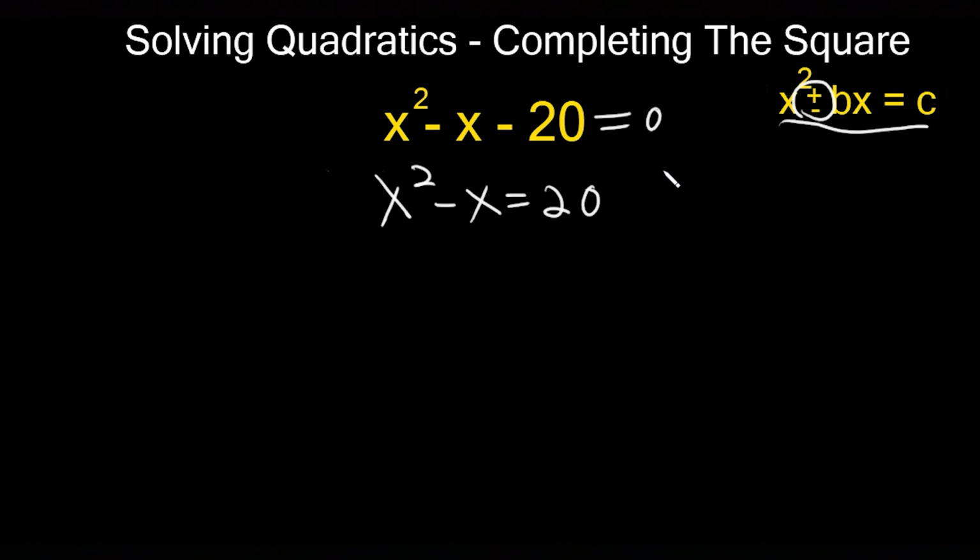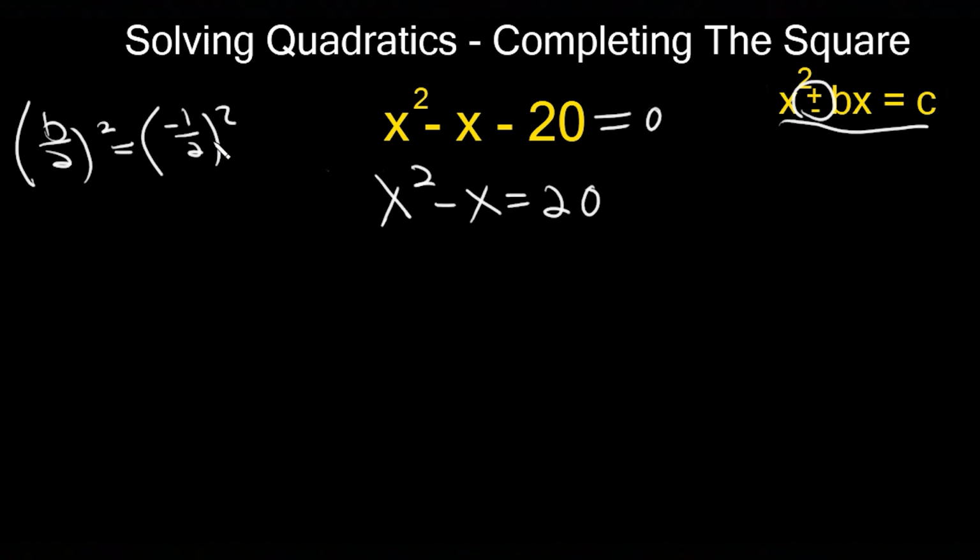Now to do that, you're going to do b over 2 squared on both sides, and you're going to add that. So for example, you're going to do b over 2 squared, and you'll be adding that. Now my b here is going to be a negative 1, right? My coefficient in front of this x is a negative 1. That's my b. So I'm going to put negative 1 here over 2, and then I'm going to square it, okay?